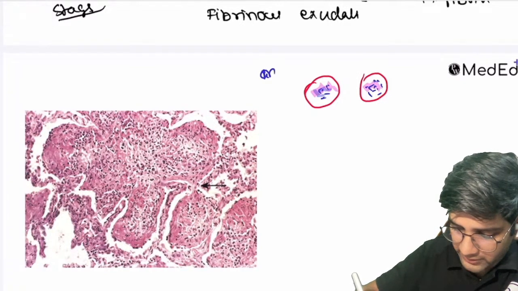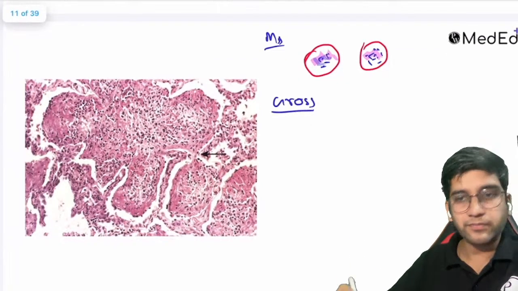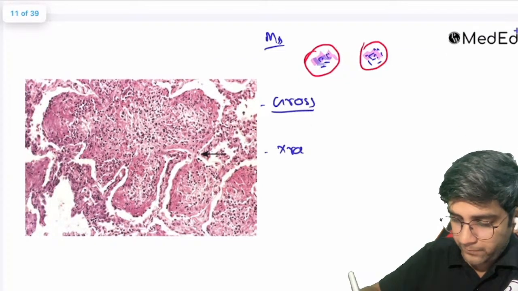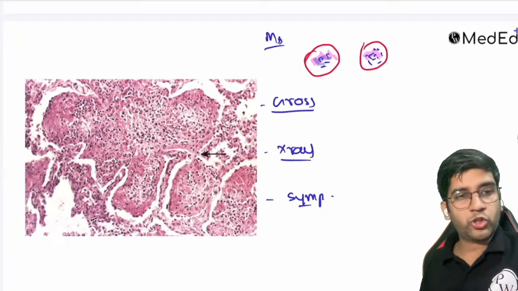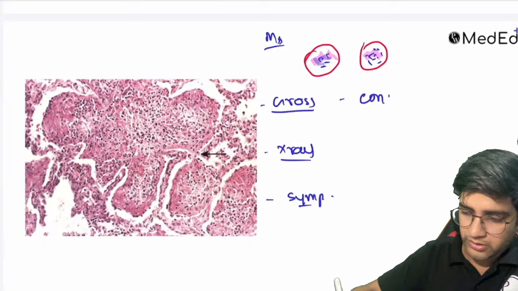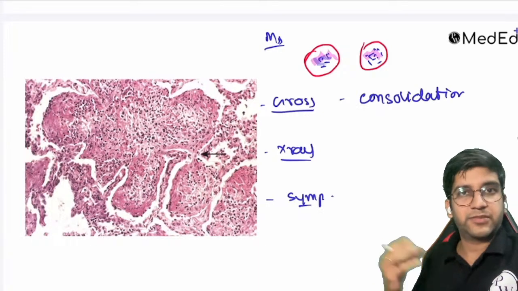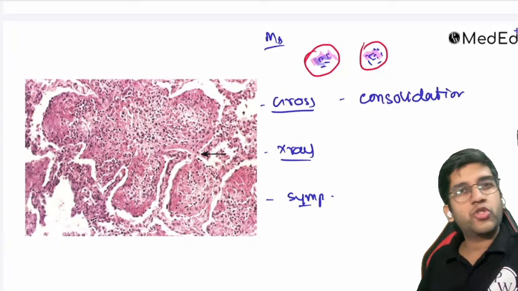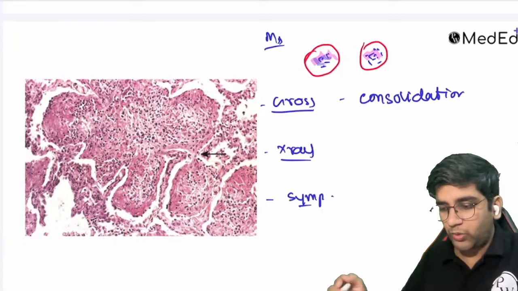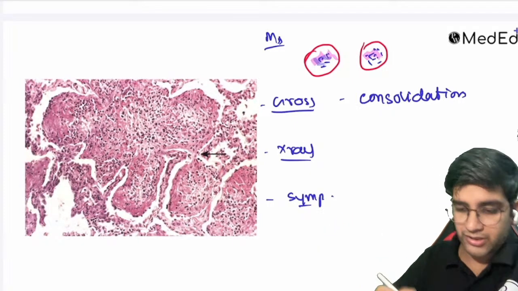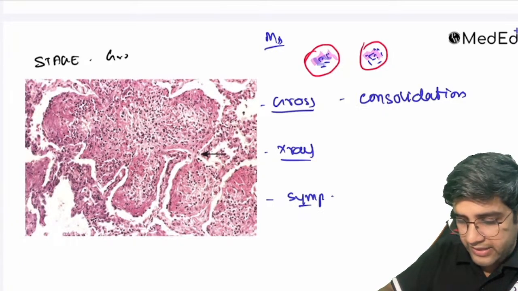In this stage, same few things. This is my microscope, right? What do you think will be there in gross? Will it be consolidated or normal? Second, X-ray. Third, symptom. Will it be consolidated or normal? Has to be consolidated, right? But here, it's becoming more organized because of the fibrin. So do you think the red color will still stay or will go away? It will go away, right? So here I'm going to have a whitish color. So this stage is called the stage of gray hepatization.